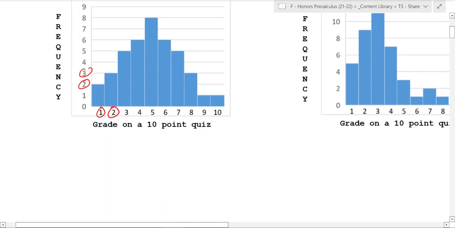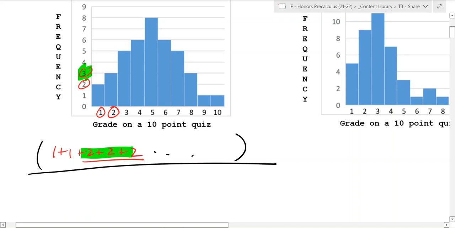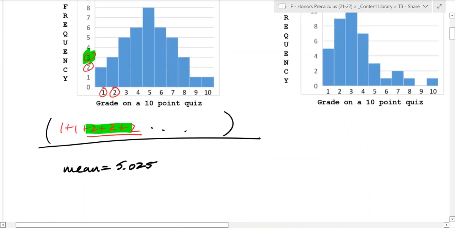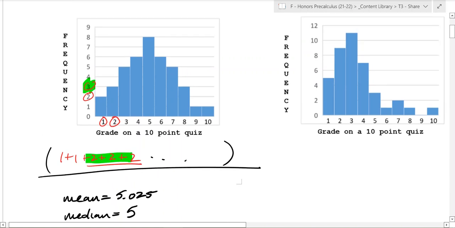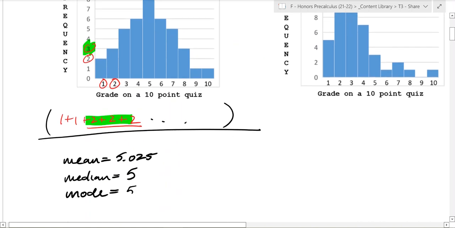So if you add up all of those scores, remember it's going to be 1 plus 1 plus 2 plus 2 plus 2 because there's 3 of them here. You just have to make sure you add up all the right ones here and then divide by the total number of entries. What you'll find is that the mean is going to be 5.025. If you find the median by listing it all out, you'll find the median is 5, and the most common one, the mode, you can actually see really easily, is going to be 5 as well.